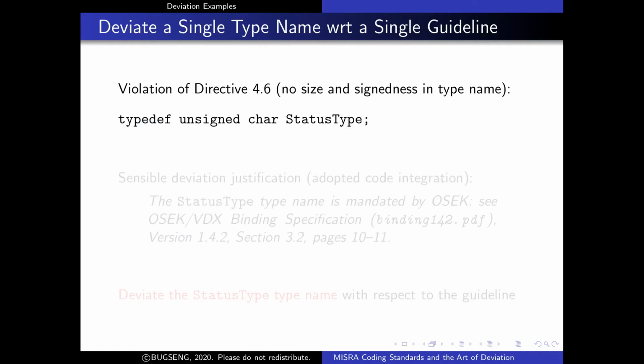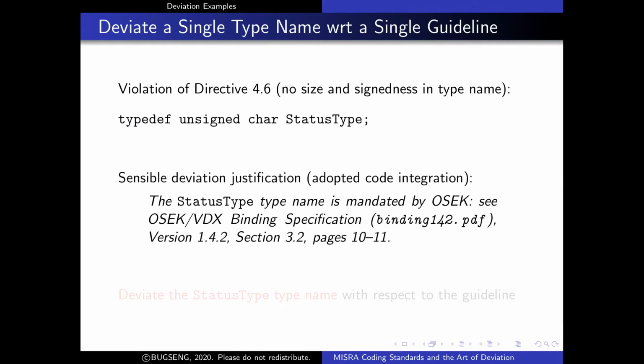So here we have an example of violation. We have a typedef declaring a type name called status type, and status type has no indication of signedness and size. Okay. This is taken from a real-world example. So this is a possible justification for adopted code integration. It's very easy in this case. The status type is mandated by the OSEK standard for real-time operating systems, in which the status type name should be exactly that one. So basically there is no choice.